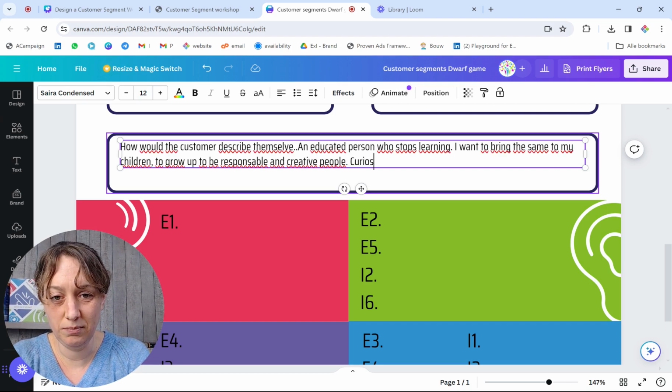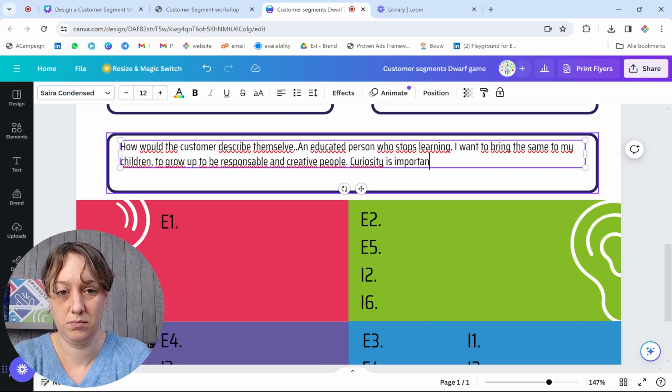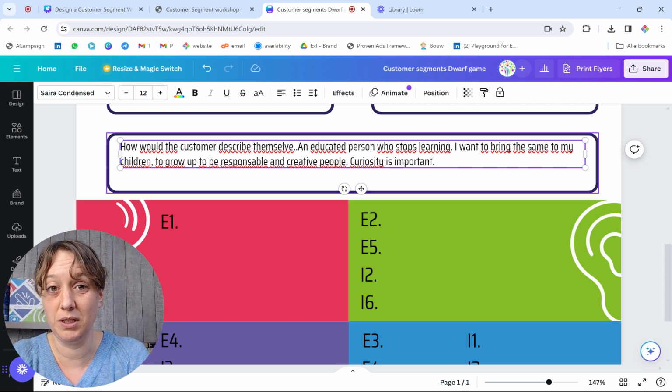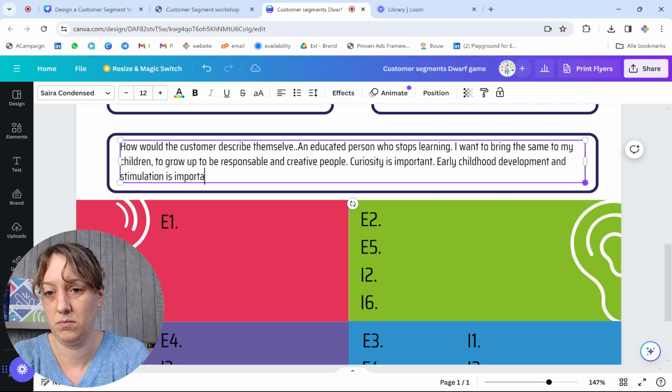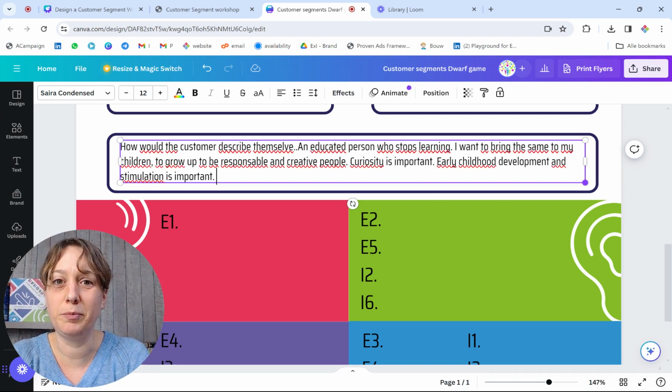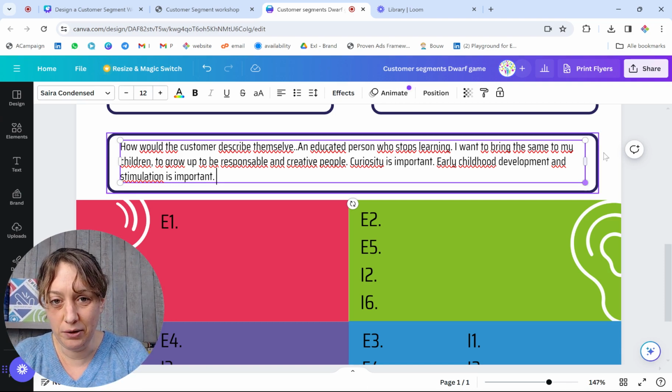Curiosity is important. And they find it very important that this is stimulated from a young age. This is the type of person who spends a lot of time with their children and loves their development and really dives deep into that. So that is basically how you would fill this sheet.